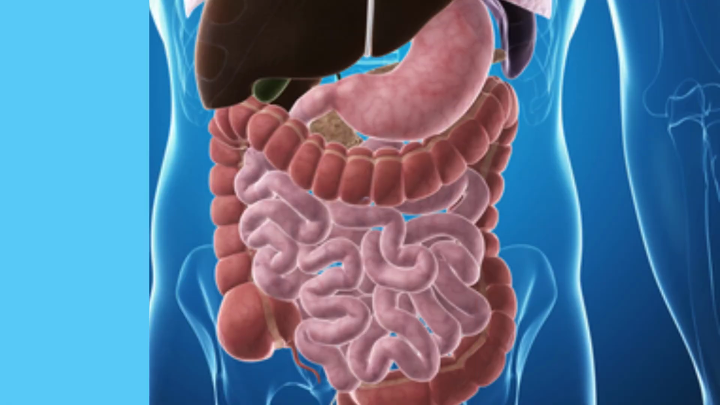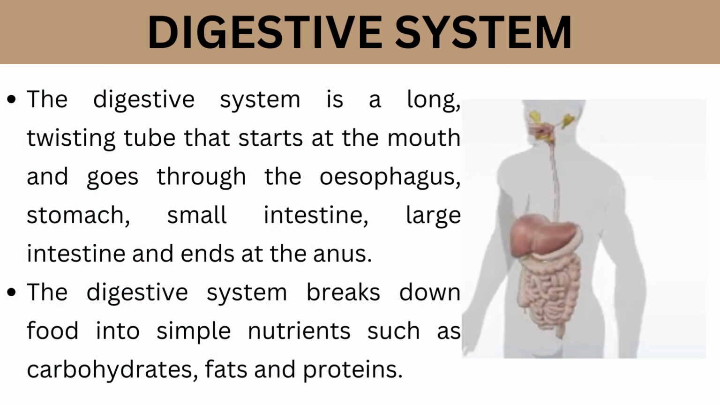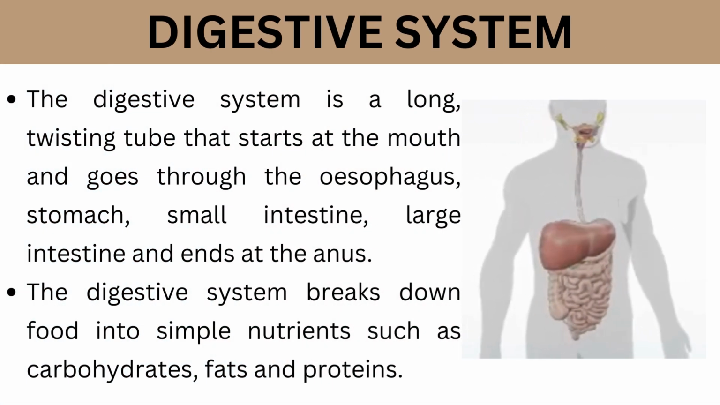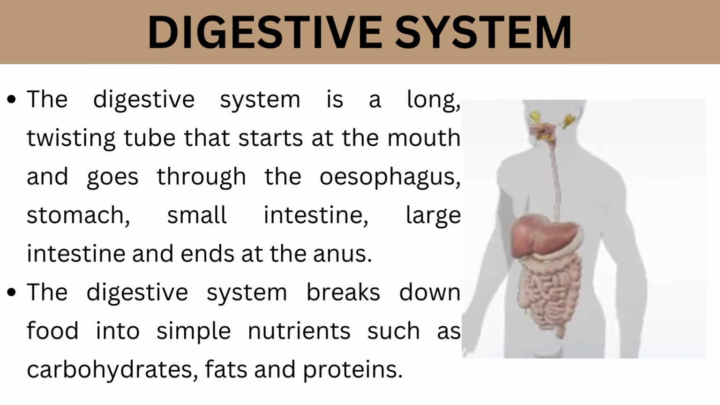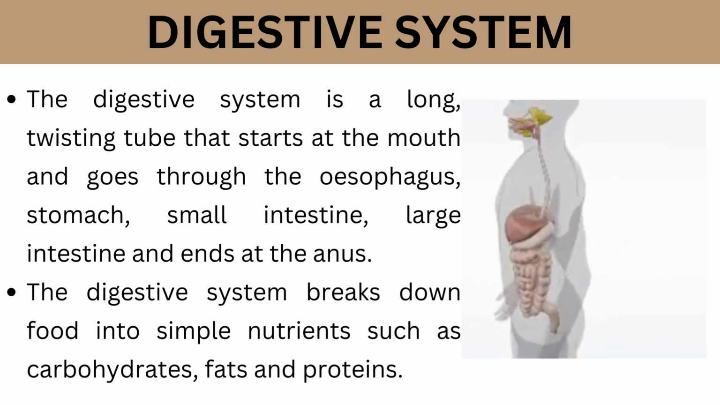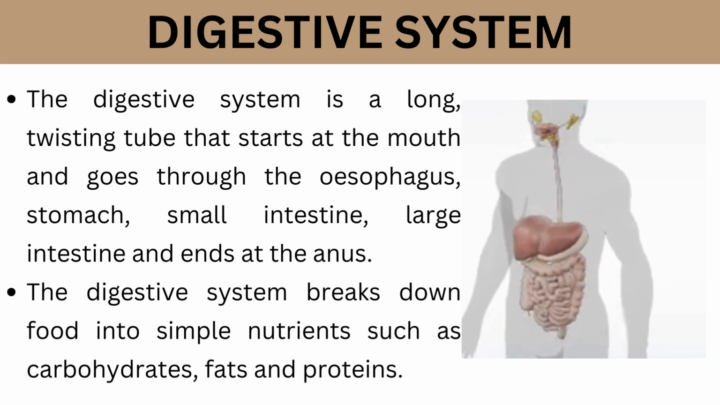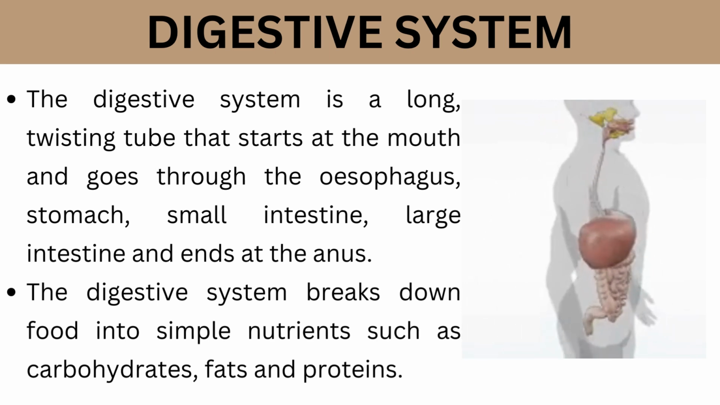Our topic today is the human digestive system and its function. The digestive system is a long, twisting tube that starts at the mouth and goes through the esophagus, stomach, small intestine, and large intestine, and ends at the anus. The digestive system breaks down food into simple nutrients such as carbohydrates, fats, and proteins.